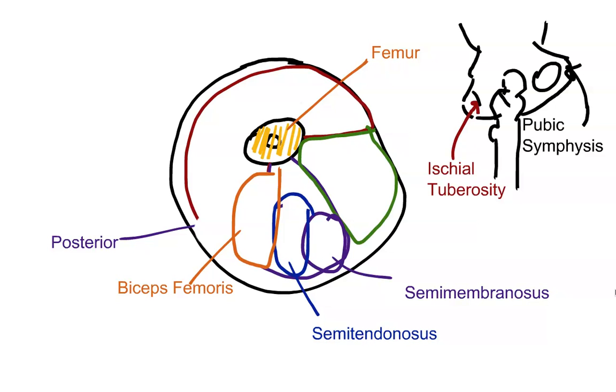The short head of the biceps femoris attaches to the lateral surface of the shaft of the femur here, and that's the only one that doesn't attach completely to the ischial tuberosity. Now they're all supplied by the tibial nerve, which is a branch of the sciatic nerve, and they're supplied with blood from the perforating arteries, which are in this region, branches of the profunda femoris. Usually there are 3 or 4 perforating arteries.